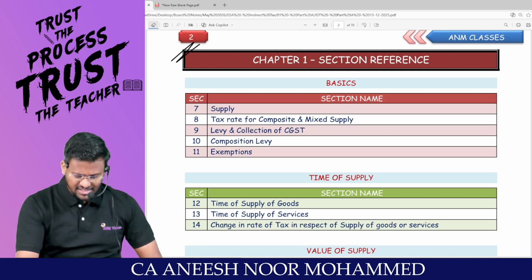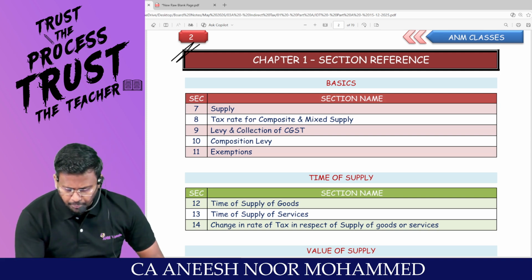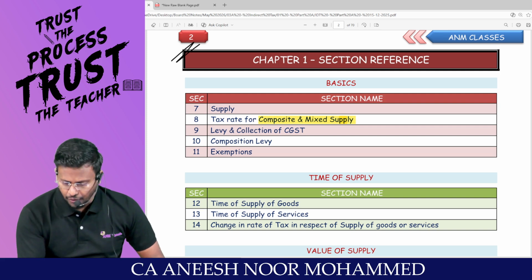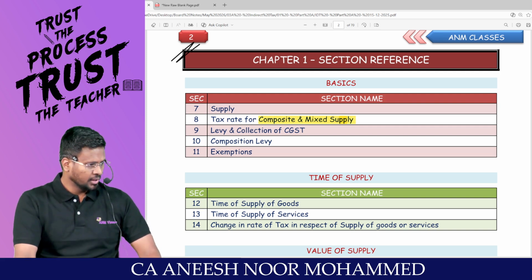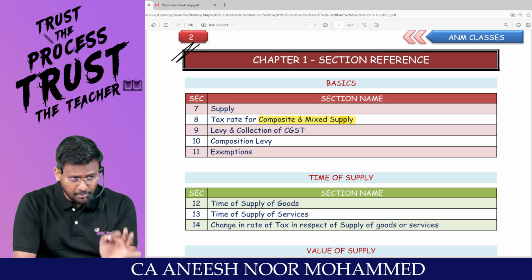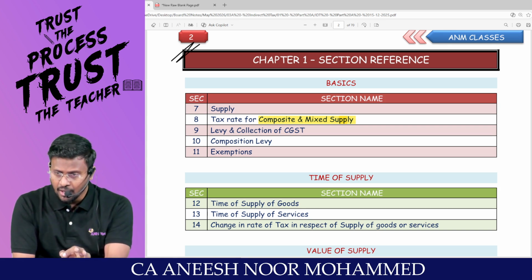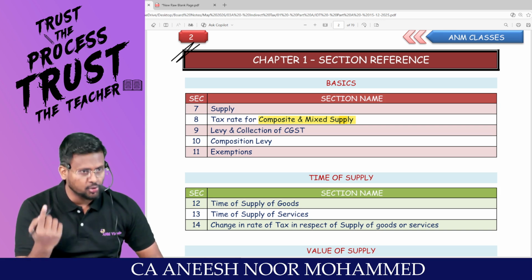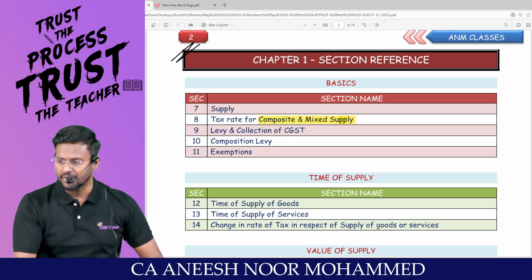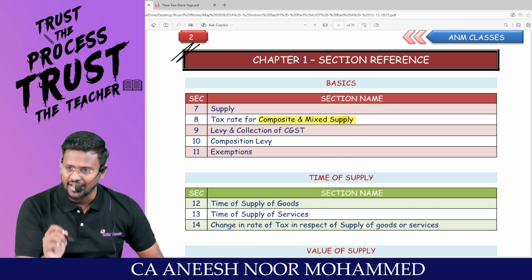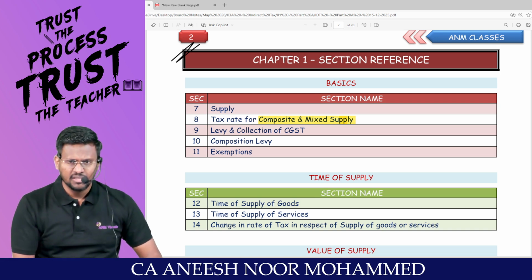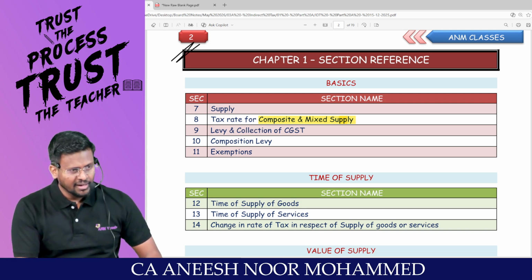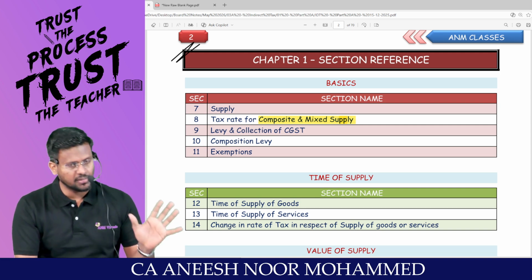Section 8, tax rate for composite and mixed supply. So my dear lovable students, that supply may be either a composite supply or a mixed supply. What is the tax rate for a composite supply, and what is the tax rate for a mixed supply, is explained in section 8. So what is section 7? Supply. What is section 8? Tax rate for composite and mixed supply.